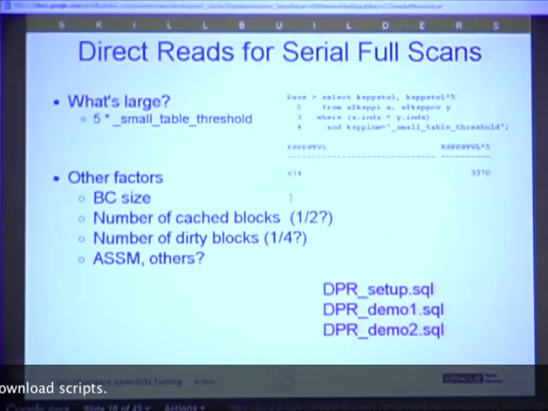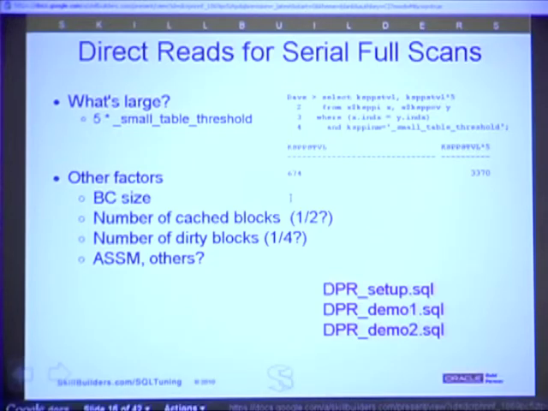Okay, so lots of factors. The small table threshold I've mentioned, the size of your buffer cache is a factor, number of cached blocks. If cached blocks is about half, it seems like it will turn this feature off. If the number of dirty blocks is about a quarter, it seems like it will turn this feature off. There are factors like probably ASSM, whether it's on or not, or using manual segment space management. So there are many, many factors that go into this.